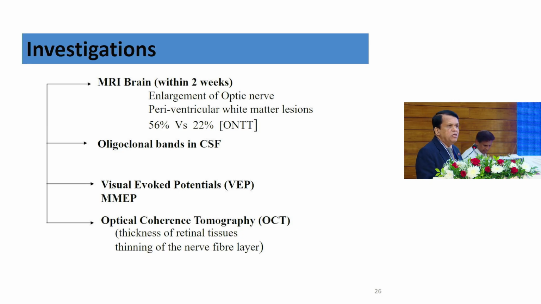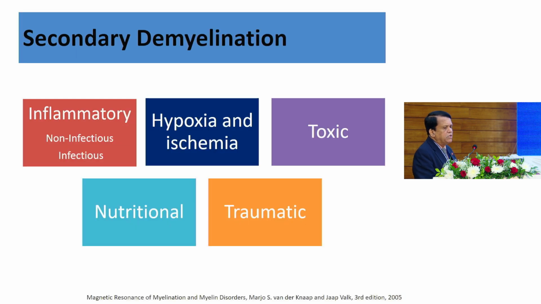Visual evoked potential and multimodal evoked potentials, including brainstem auditory evoked response and somatosensory evoked response, help us detect subclinical involvement in different areas. They may not have a history of visual involvement, but when we do a VEP it picks up the lesion. We may not see a lesion in the spinal cord, but it can be picked up by somatosensory evoked potential. Then optical coherence tomography, OCT, is playing a very important role in making the diagnosis of optic nerve involvement.